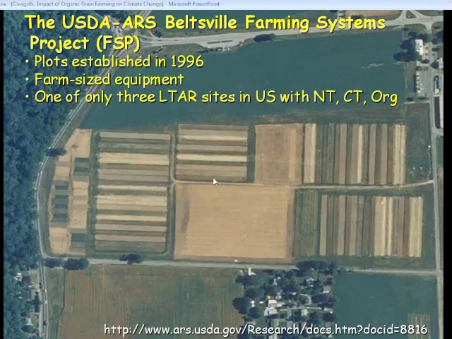So, given that kind of background information, what we set out to do here at the Farming Systems Project in Beltsville, Maryland, is to measure the global warming potential of 3 different cropping systems: a no-till cropping system, a chisel-till cropping system, and an organic system. We did that on this long-term project that was established in 1996. Each of these plots is 1/4 acre in size, or 1/10 of a hectare, and so we use full-size farming equipment for this.